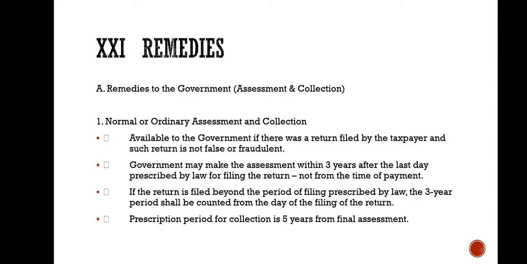So, the government may make the assessment within 3 years after the last day prescribed by law for filing the return and not from the time of payment. Again, take note of that. So, if the return is filed beyond the period of filing prescribed by law, the 3-year period shall be counted from the day of the filing of the return. Prescription period for collection is 5 years from final assessment.